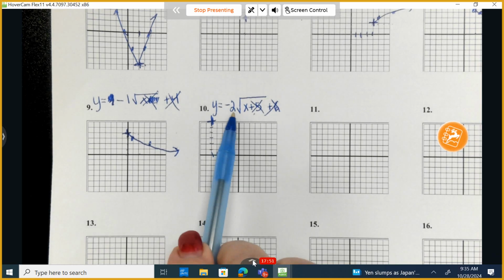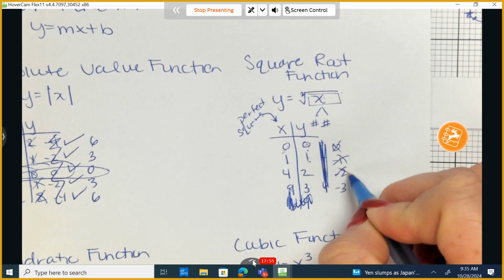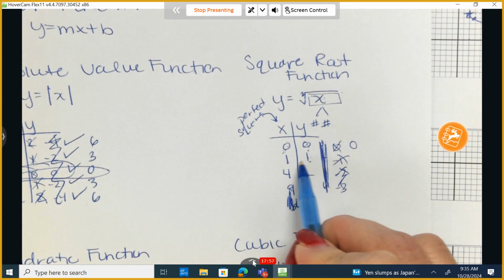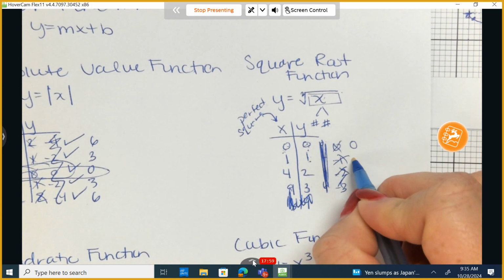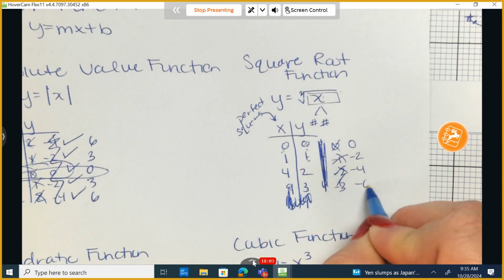Good. And now I'm going to take each of the y values times negative 2. It will be a timed quiz tomorrow. It's also in the section that is new, so it is 20% of your overall grade. You do want to take time to study. Taking it times negative 2, times negative 2, and times negative 2.